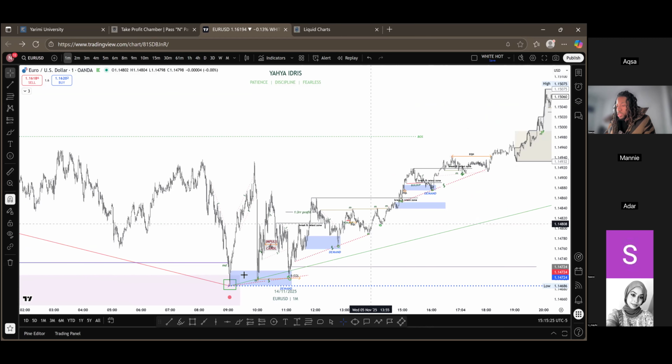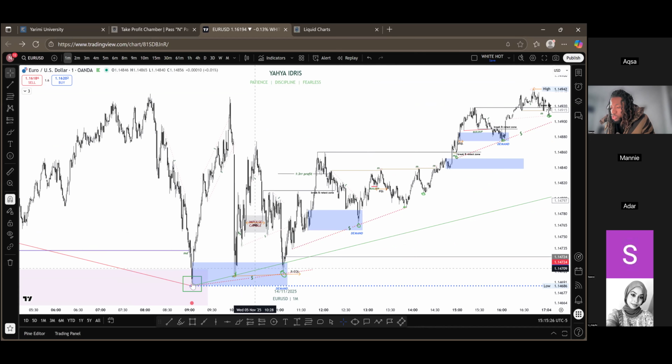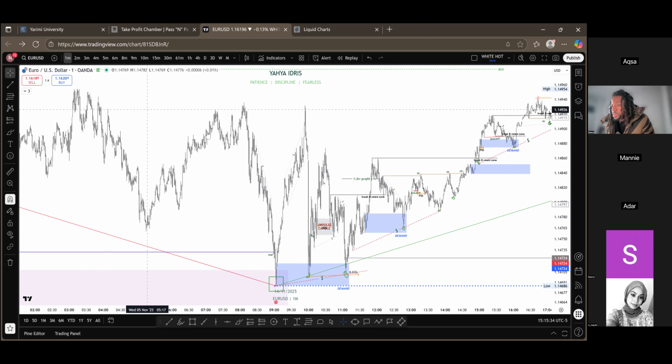So what happened here? Price came in, did the medium inducement right here, pushed away. We had an order block here. Now this order block was somewhere within Asia. Let me turn on my session.